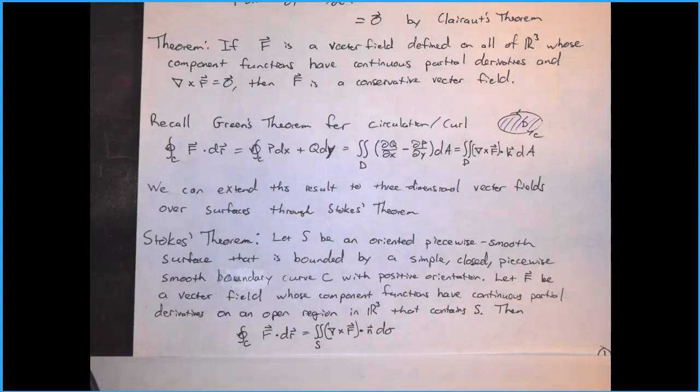Positive orientation by itself meant we went around the curve counterclockwise. Now we're going to require something slightly different that I'll talk about in a second. Okay, so those are what we need for the surface and its boundary curve.